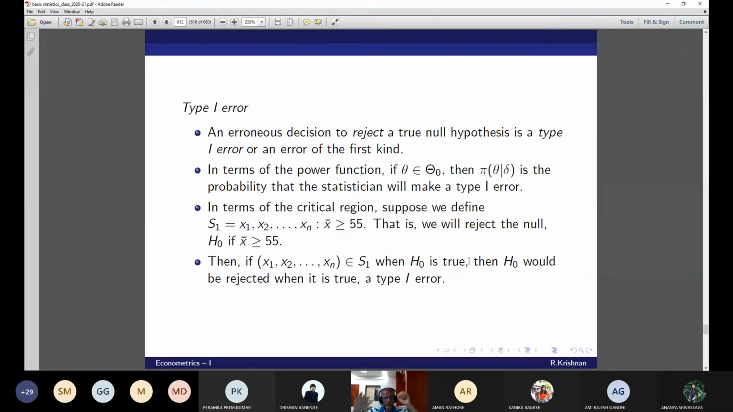What is type 1 error? An erroneous decision to reject a true null hypothesis is a type 1 error, or an error of the first kind. So in terms of the power function, if theta is in theta naught, then this probability is the probability that the statistician will make a type 1 error. Can we say this now?